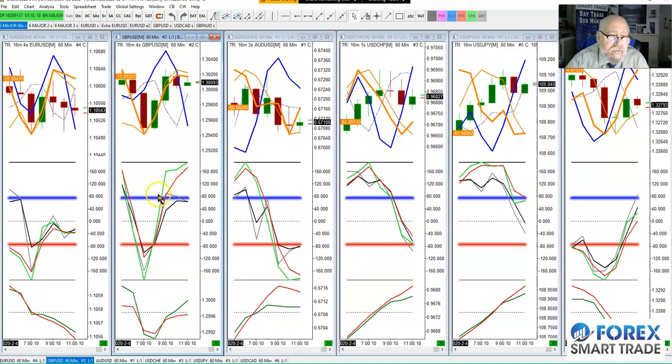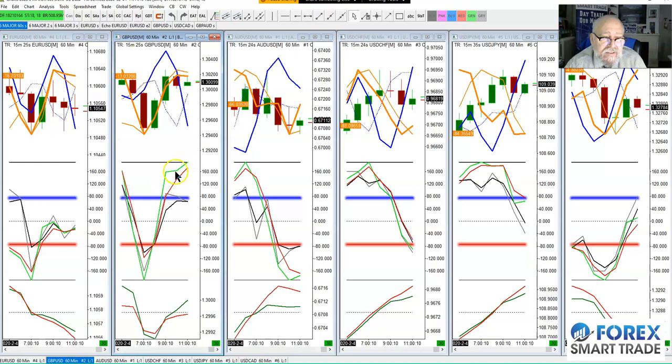When I see the lines above, I'm looking for 3 conditions. Condition number 1 is I want them above. Condition number 2 is I want all the lines pointed down. And condition number 3 is I want there to be a double cross where the red is crossed over the green and the black is crossed over the gray. So here they're above. The minors are starting to point down, and you're starting to get the double cross, but the majors haven't. So I don't have the signal.